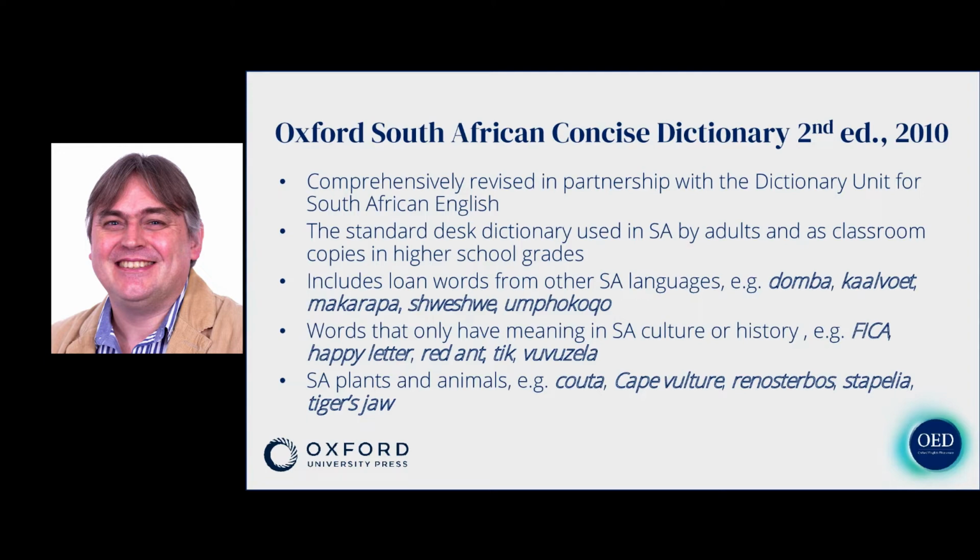It includes a range of loan words from other South African languages like Domba, Kalfoot, Makarapa, and others. Also words that only have meaning in South African cultural history, like fika, happy letter, red ant, tik, and vuvuzela, and then South African plants and animals such as kuta, Cape vulture, rhinoceros, tapelia, and tiger's jaw.